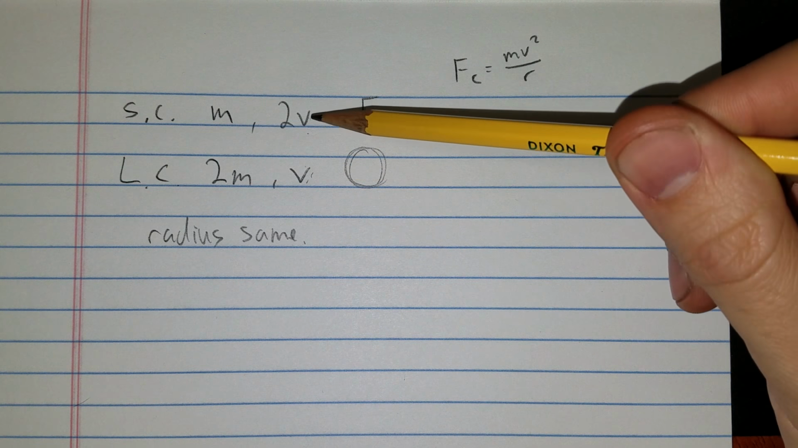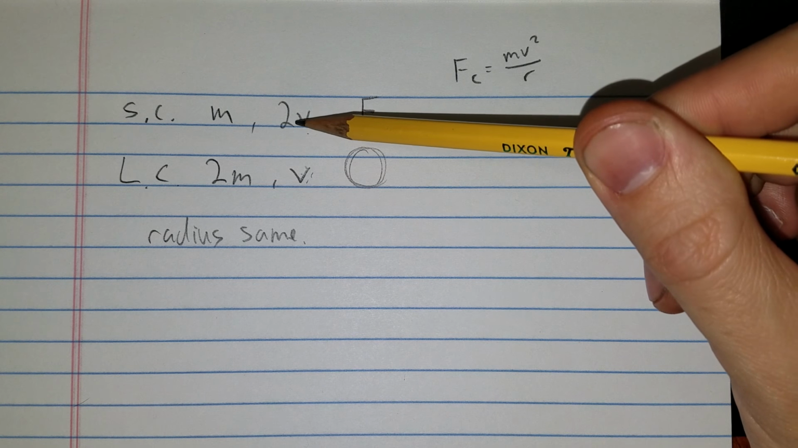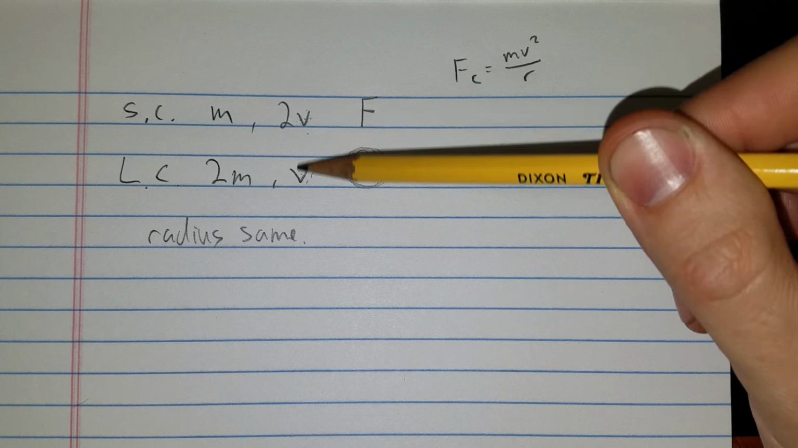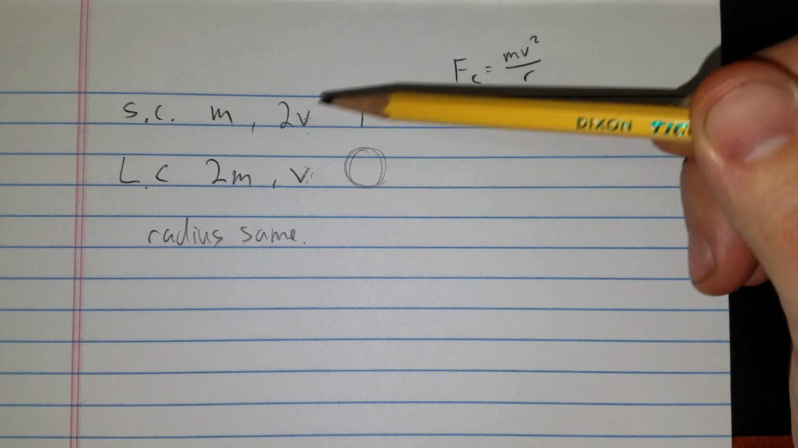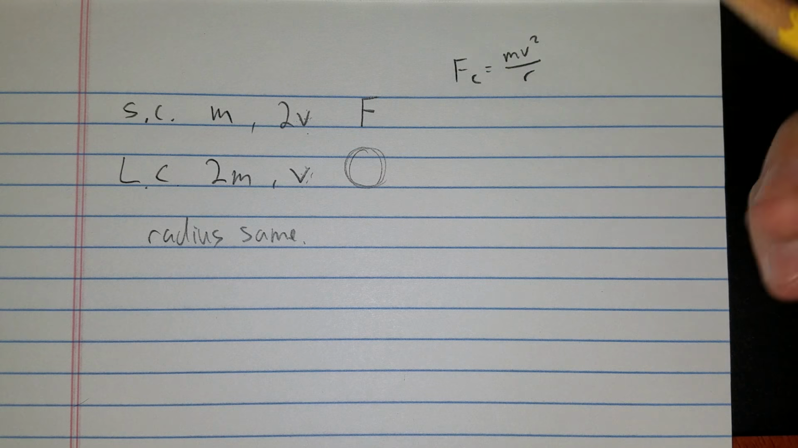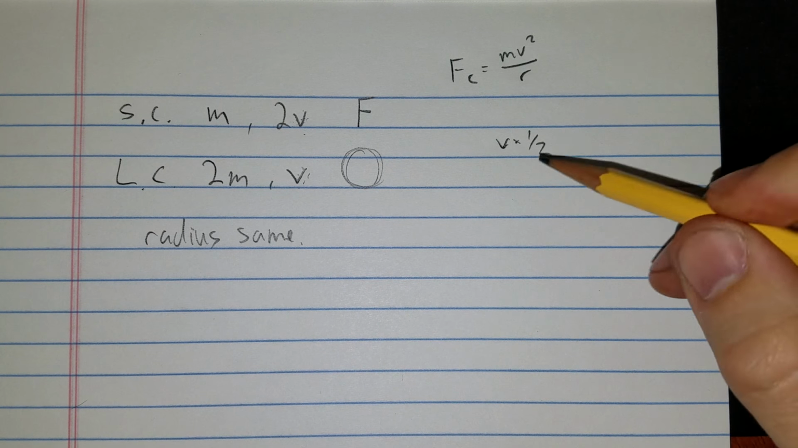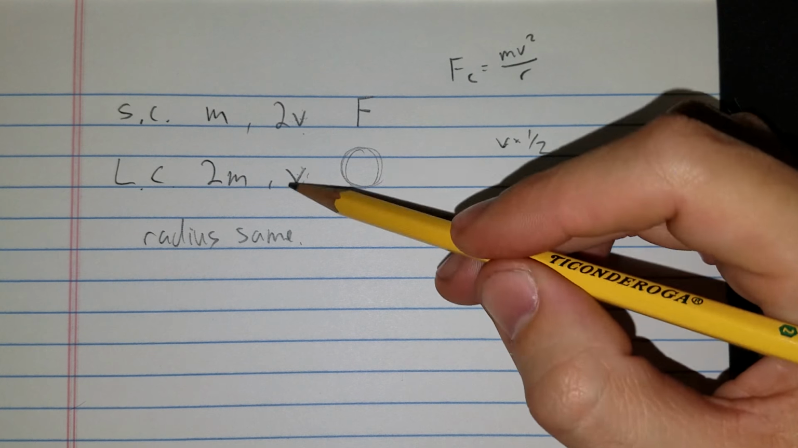Well, if we compare the small car to the large car, their velocities, the large car velocity went down, right? It went from 2v to 1v. And what's the ratio of change? Well, it went down by a half. Got half as big. So our velocity got multiplied by a half. Half times 2 is 1.